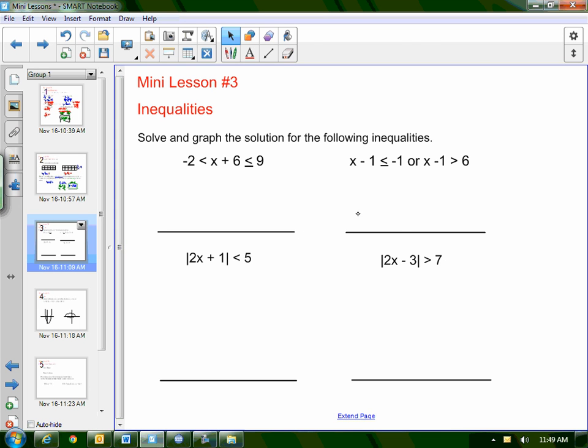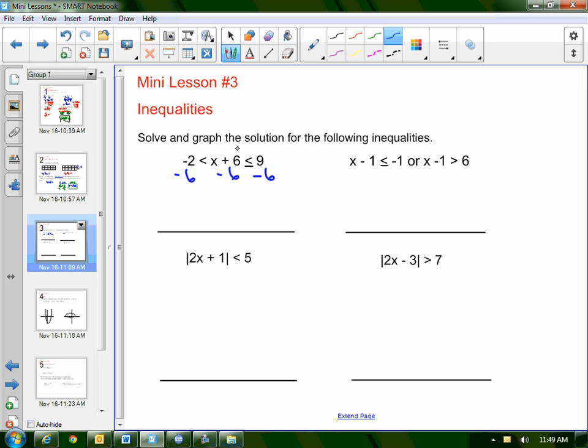All right, mini lesson number 3. Let's talk inequalities. We're going to solve them and graph them. When you have an inequality that says negative 2 is less than x plus 6 and x plus 6 is less than or equal to 9, it's pretty straightforward. You can go ahead and solve this kind of one at a time.